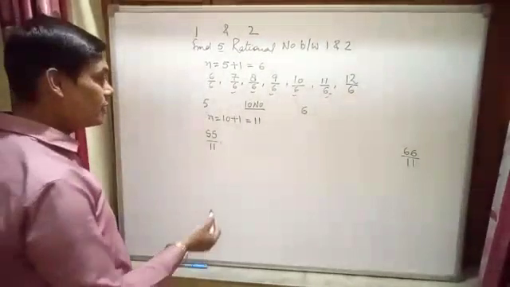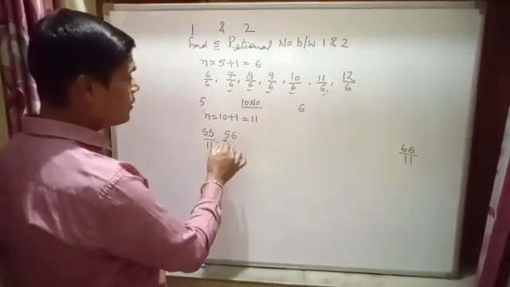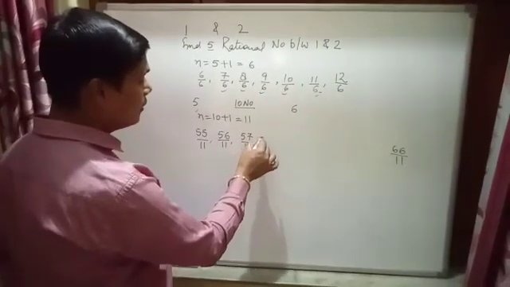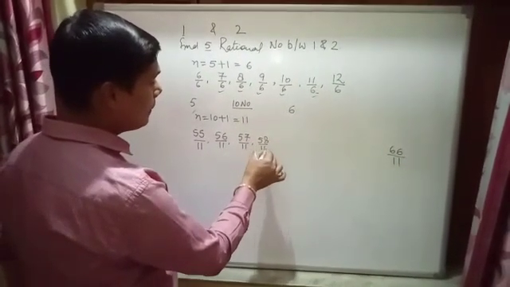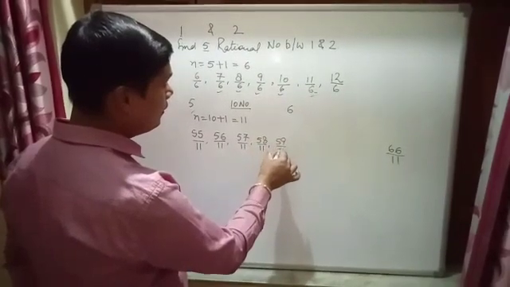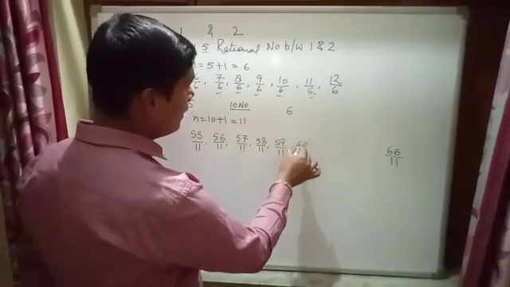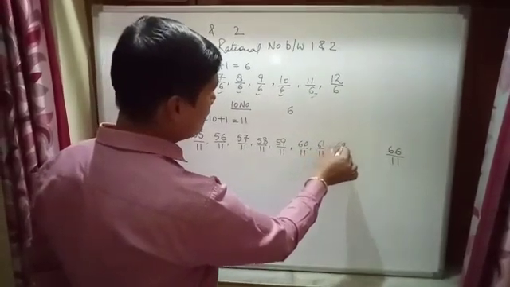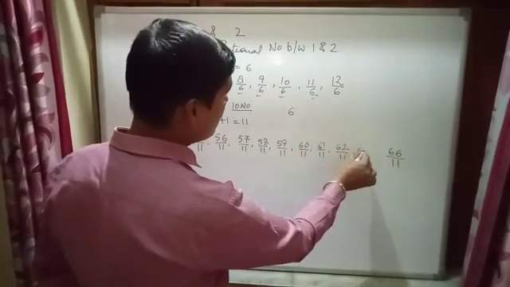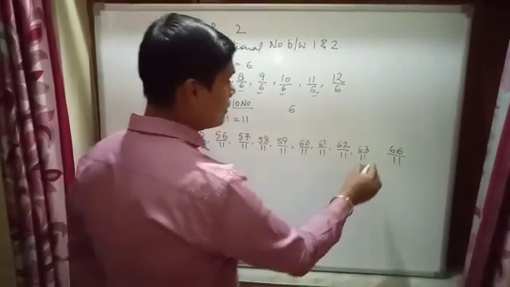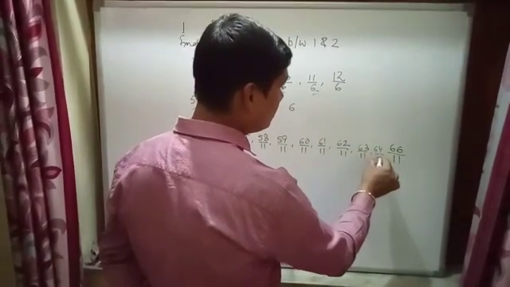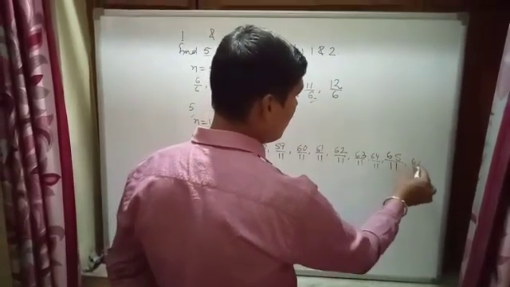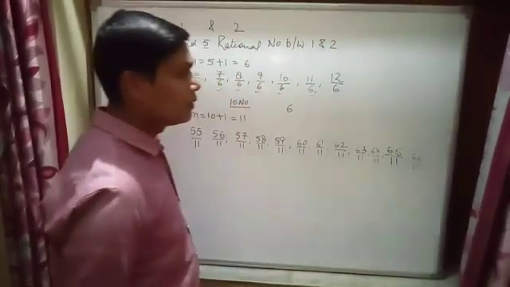Now write the numbers. You can easily write 55 by 11. Next number is 56 by 11, 57 by 11, 58 by 11, 59 by 11, 60 by 11, 61 by 11, 62 by 11, 63 by 11, 64 by 11, 65 by 11, and lastly 66 by 11.